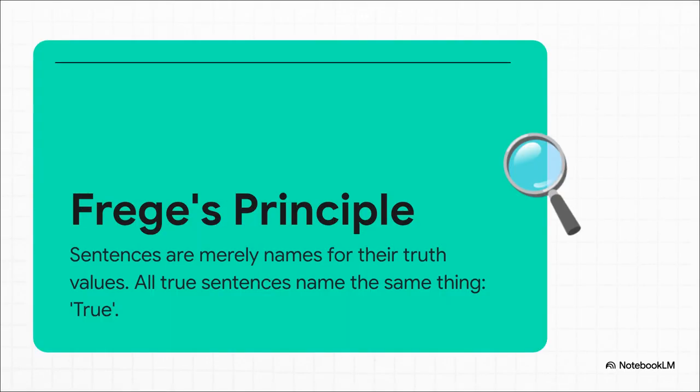So where does this idea come from? Well, it's all built on something called Frege's principle. The idea is basically that sentences are just names. Any true sentence you can think of, whether it's about math or planets or what you had for breakfast, is just another label for the big abstract concept of true.